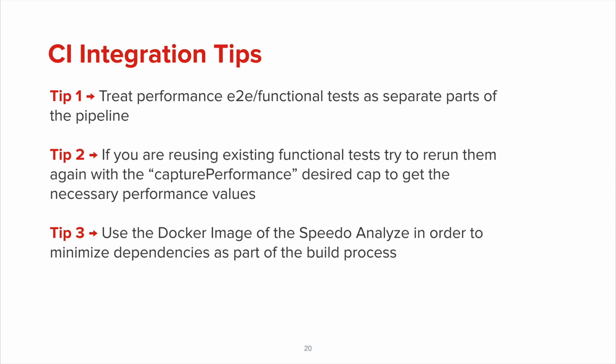Number three, in order to minimize dependencies as part of your build process, use the Docker image of our Speedo Analyze command and really try to use a single tool in order to get all the value and validate for performance regressions as part of your continuous integration system, without having to worry about performance budgets or anything else.